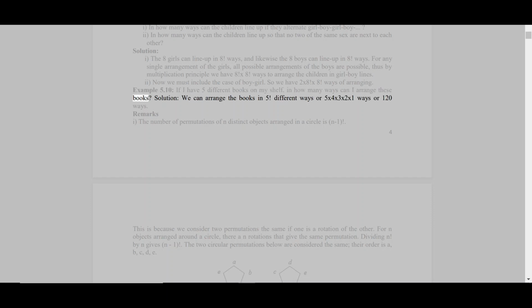Example 5.10. If I have 5 different books on my shelf, in how many ways can I arrange these books? Solution: we can arrange the books in 5! ways, or 5 x 4 x 3 x 2 x 1, or 120 ways. Remarks: 1. The number of permutations of n distinct objects arranged in a circle is (n-1)!.